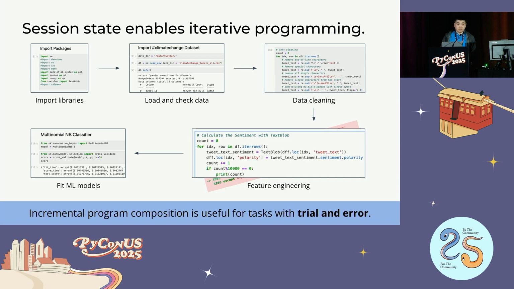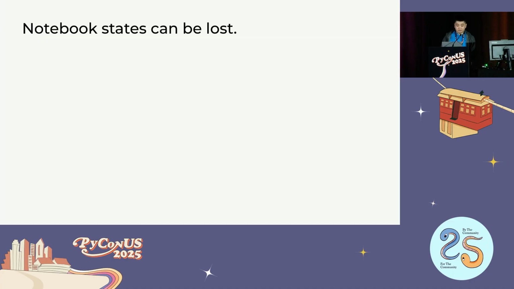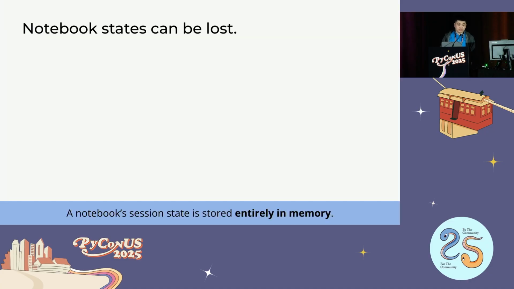And one issue that can arise in the middle of all of this is that the notebook session state can actually be lost. It can happen because a notebook session state is stored entirely in memory, which means it's non-persistent. So if your session crashes for whatever reason, you will lose it.